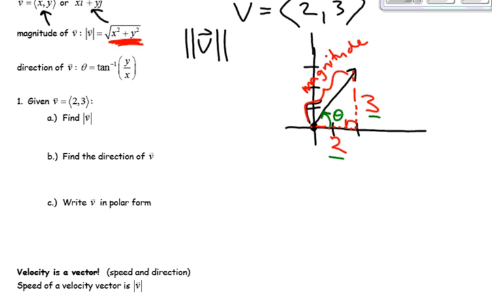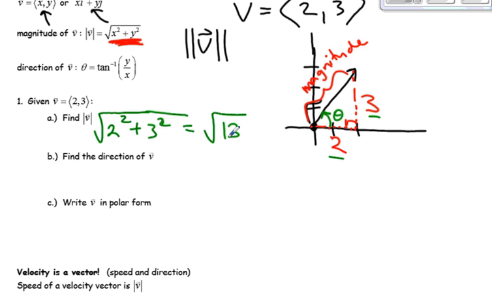Okay, so given our vector <2, 3>, we want to find the magnitude of the vector, which again is just going to be the Pythagorean theorem. So that would just be the square root of 2 squared plus 3 squared, which would be the square root of 4 plus 9, which is 13. So that vector has a length of the square root of 13.